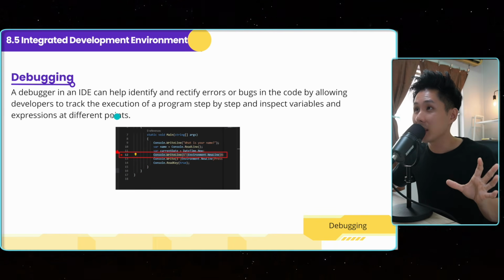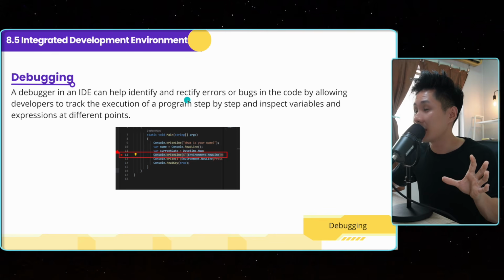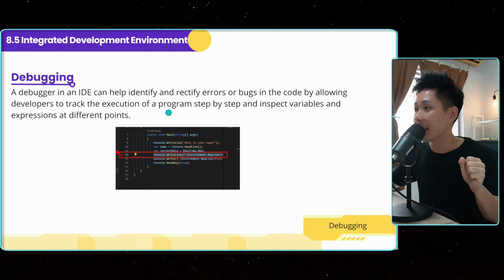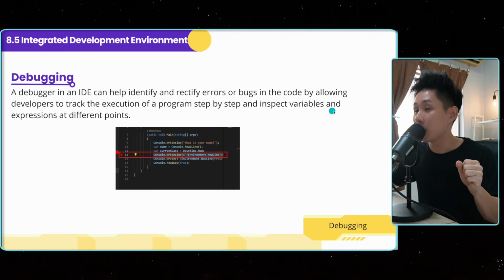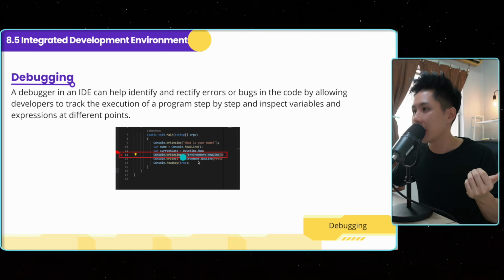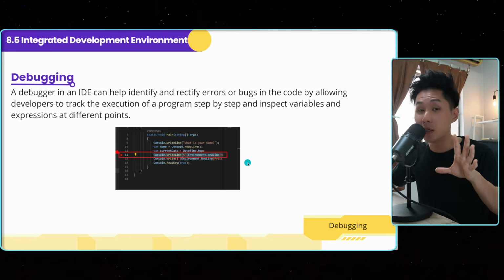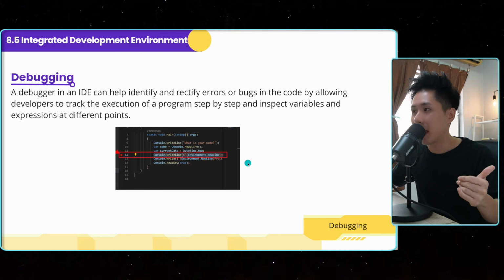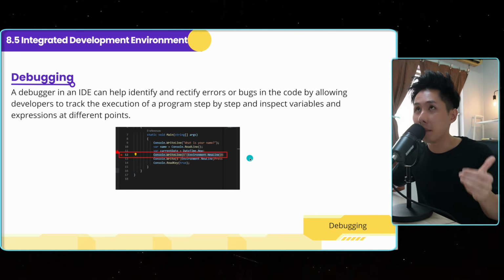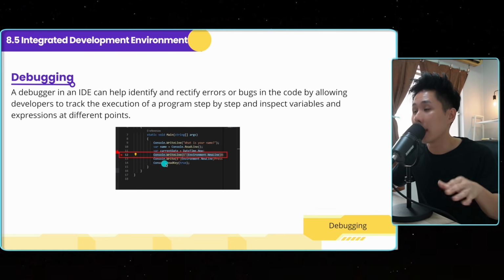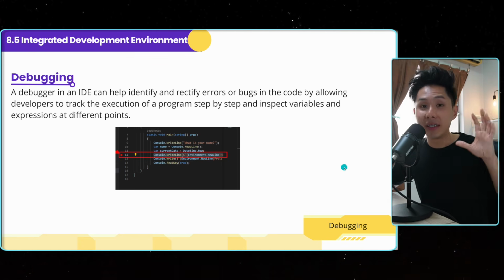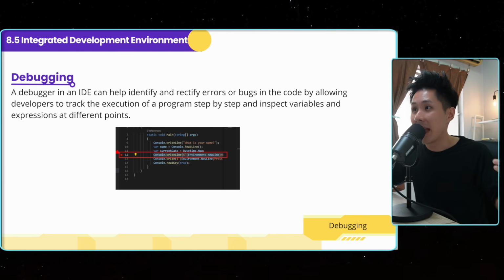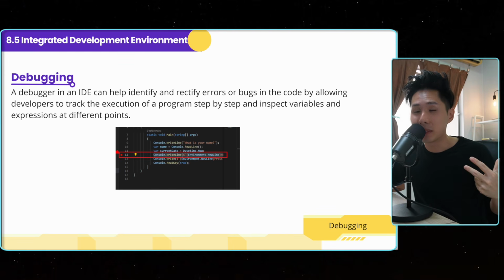Lastly, it's about debugging. A debugger in an IDE can help identify and rectify errors or bugs in the code by allowing developers to track the execution of programs step by step and inspect variables and expressions at different points. A debugger is usually included in an IDE, and that helps you to debug. Debug means to find errors in your code easily by going through the code line by line. So this is all about IDE, and this is also all about system software.